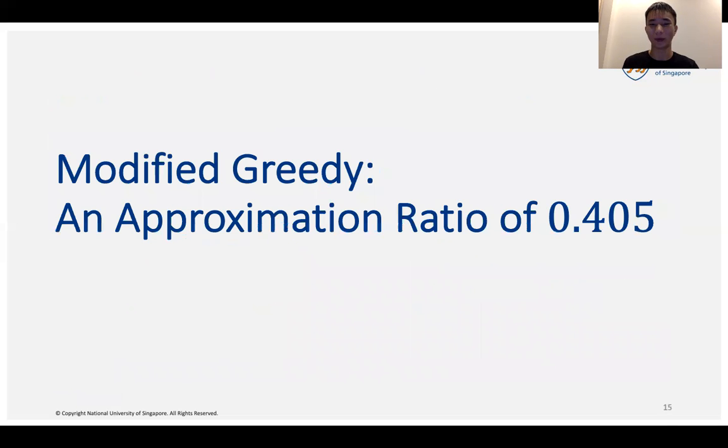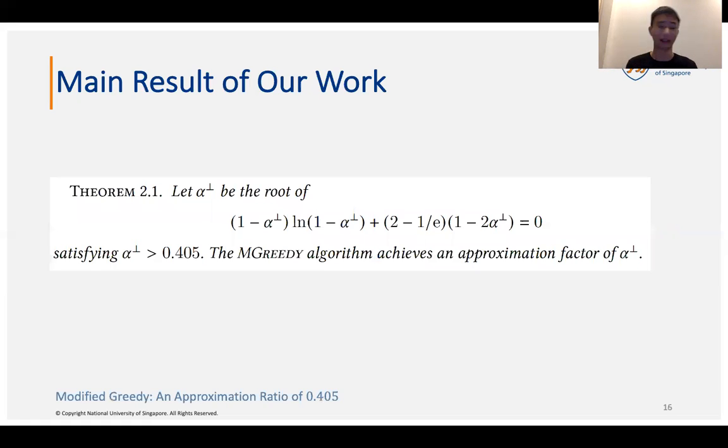In this work, we are going to answer this question, and the answer is very short. Yes, the factor is still correct, and in fact, we even improve the factor to 0.4. And this is the first factor better than 0.4. So this is our main result in the theorem.